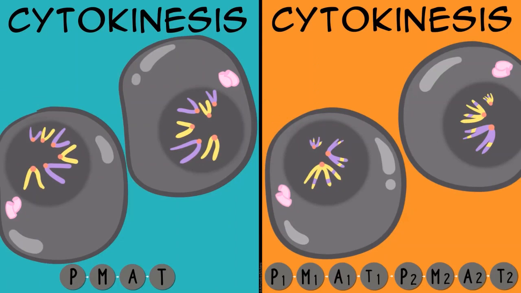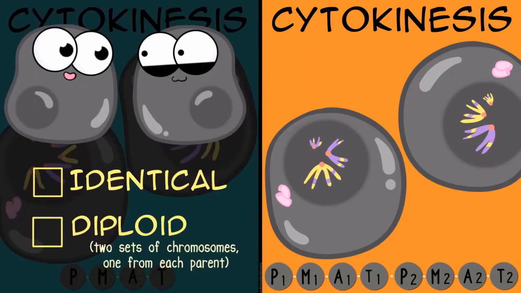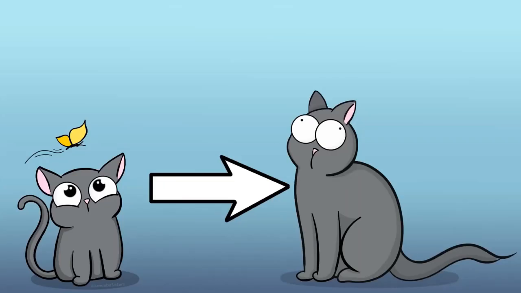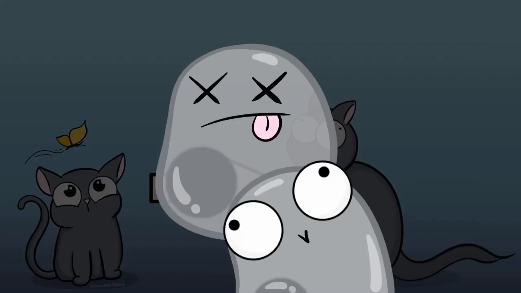So at the end of mitosis and cytokinesis, we end with 2 identical diploid cells. In humans, they would both have 46 chromosomes. This is great for organism growth. Growing requires making more cells, after all, or replacing damaged cells.